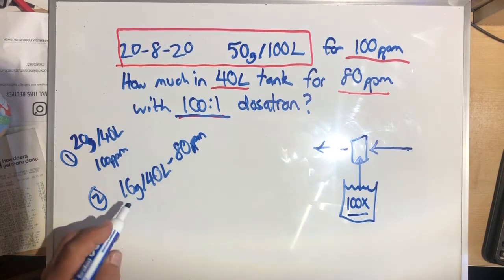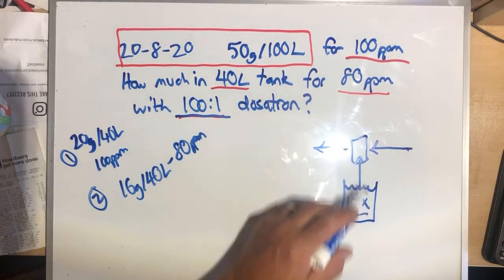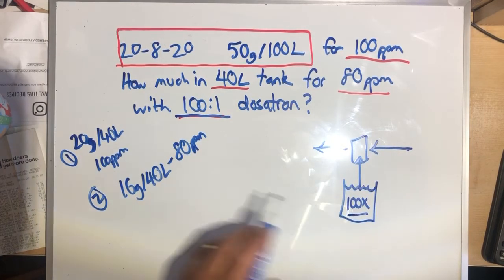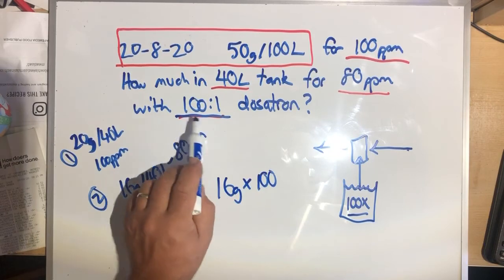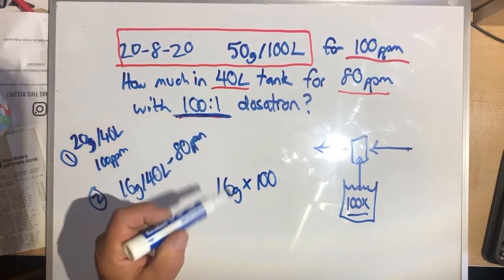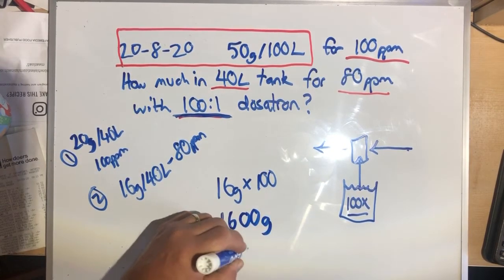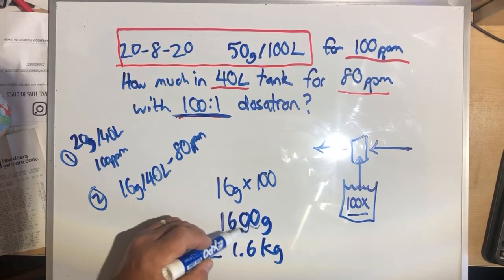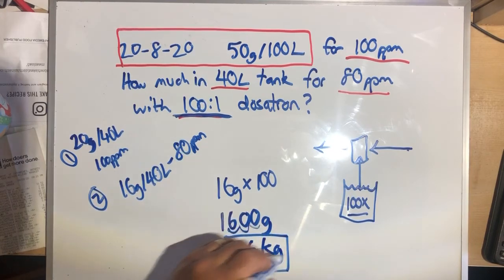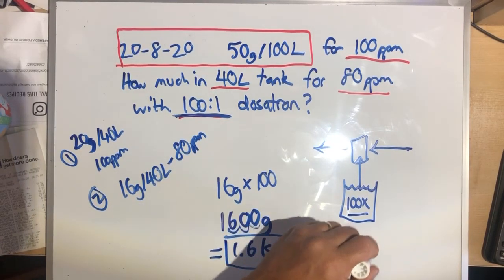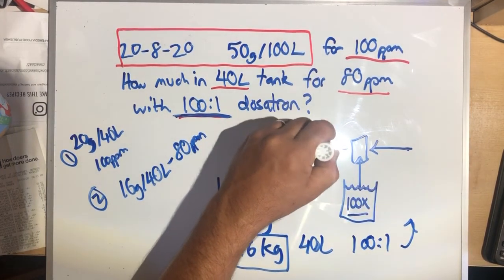Which is pretty straightforward, because if we put 16 grams in here and we dilute it by 100, it's going to come out way too dilute. We want it 100 times concentrated, so 16 grams times 100. Whatever the dilution rate is, you multiply by that. That leaves us with 1600 grams, which is equal to 1.6 kilograms, because that's 3 decimal places. So if we put 1.6 kilograms in a 40-liter bucket and we use a 100 to 1 Dosatron, it will come out at 80 ppm on this side.